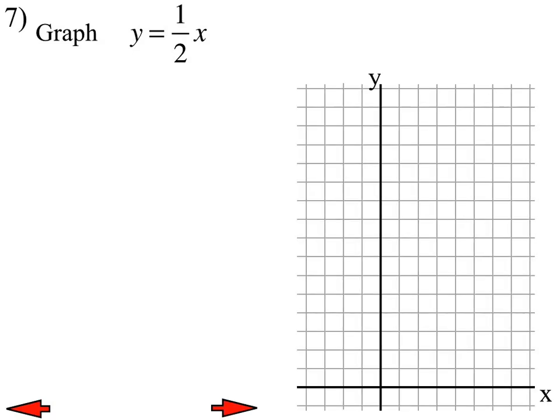So once again, this is not an exponential function because the x is not an exponent. It's just y equals 1/2 x, which is linear. So we know our y-intercept is 0. And rise 1, run 2, rise 1, run 2. This is linear. It's a straight line.